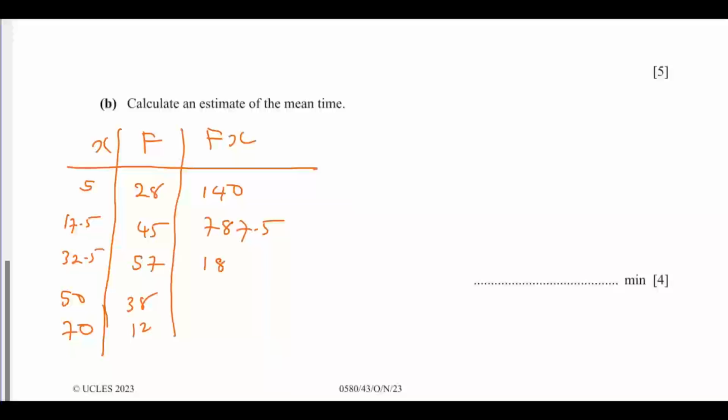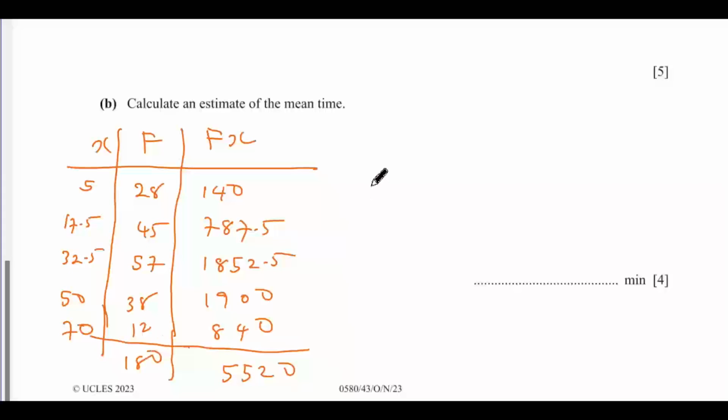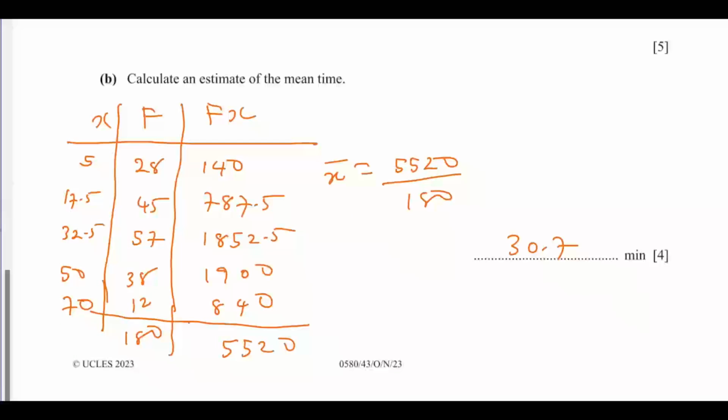Here you get 1852.5. Here you get 1900, and finally 840. So if you add these together, you should get 5520. And for the frequency, the total will be 180. So that means the estimated mean will be 5520 divided by 180. So that will be approximately 30.7 minutes. So let's go to the next question.